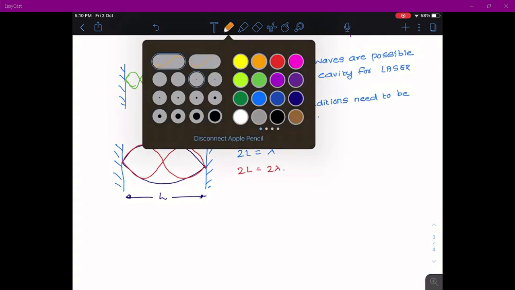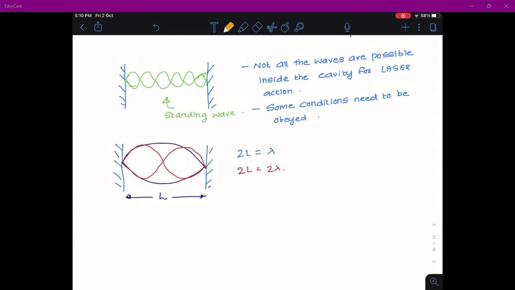Then another possibility is you can have 3 half cycles or 4 half cycles. My drawing is a bit bad. So here actually you have 1 lambda, 2 lambda, similarly in the backward also. So I can keep on writing this. 2L is equal to 3 lambda, 2L is equal to 4 lambda, and so on.